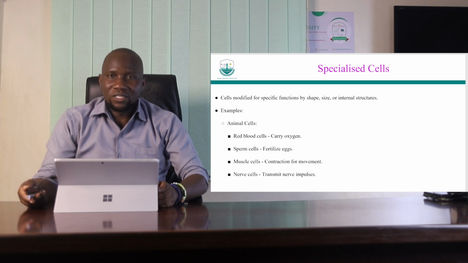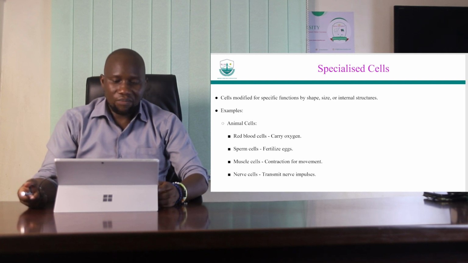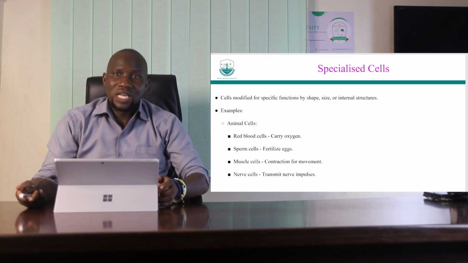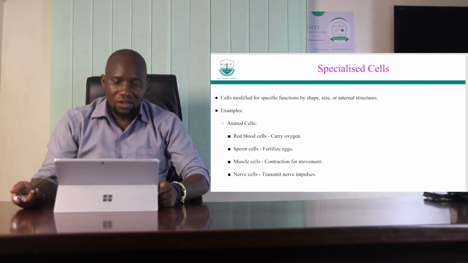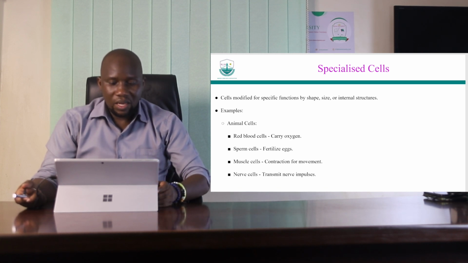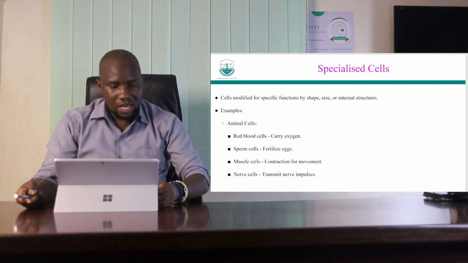And then we talk about certain cells that are very specialized to carry out specific functions. What basically this means is that not all cells are the same. We have some cells that carry out specific functions, and we call them specialized cells. For example, in animals, we have the red blood cells that carry oxygen, the sperm cells for reproduction, to fertilize the egg, the muscle cells to produce contractions for movement, and the nerve cells to transmit impulses.